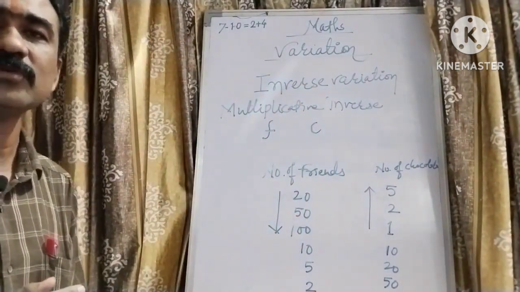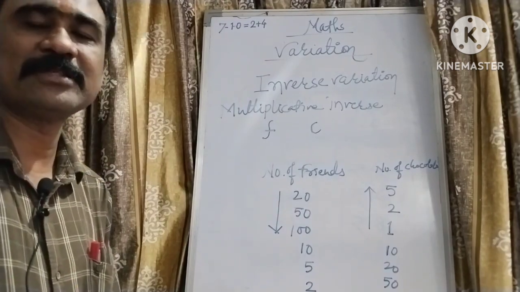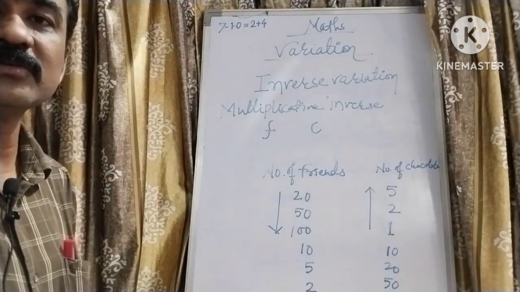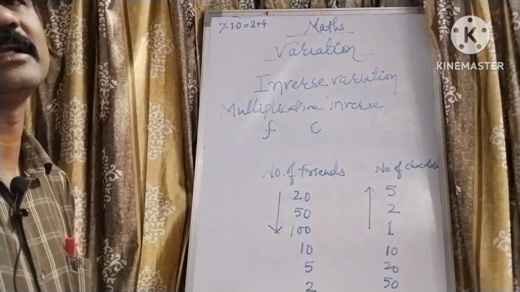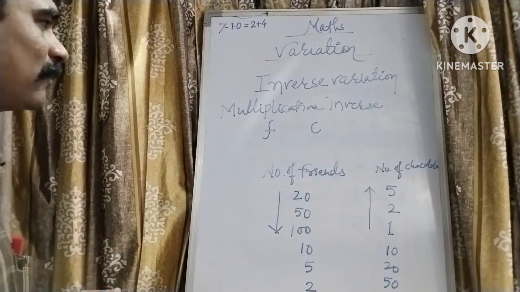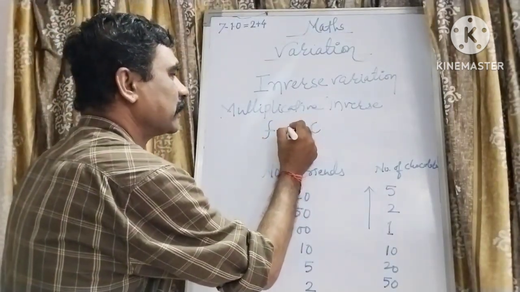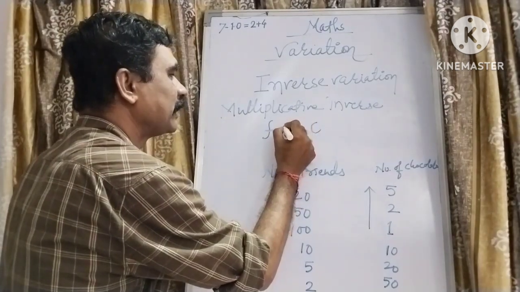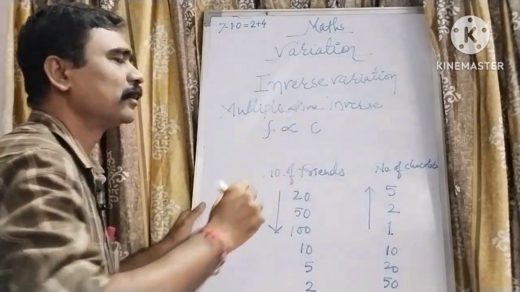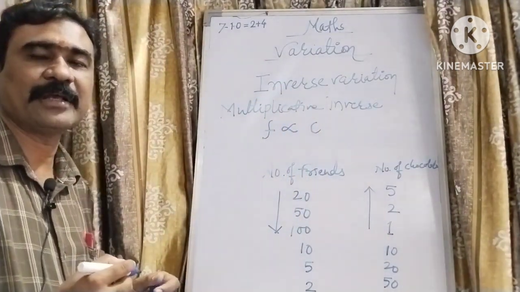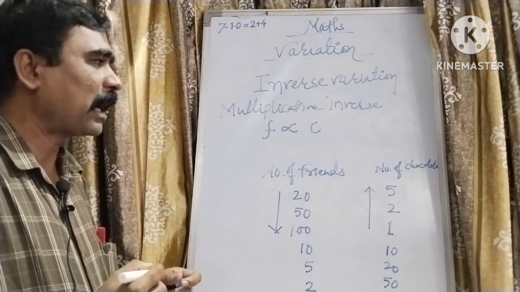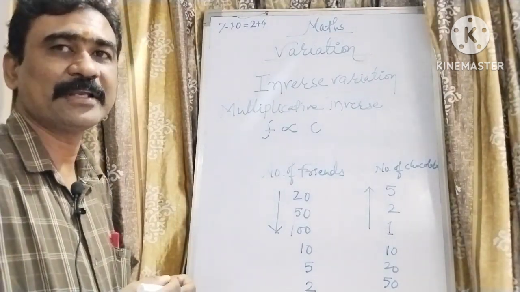Again we have to use the same symbol which was used in direct variation. Which symbol? Alpha, which is a Greek letter to show variation between any two quantities. Now we have to show inverse variation.